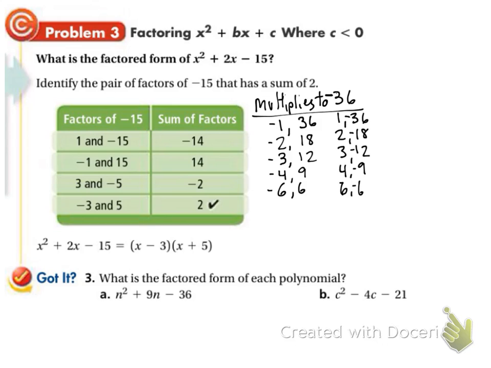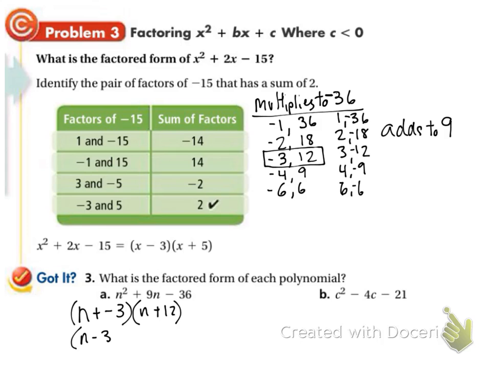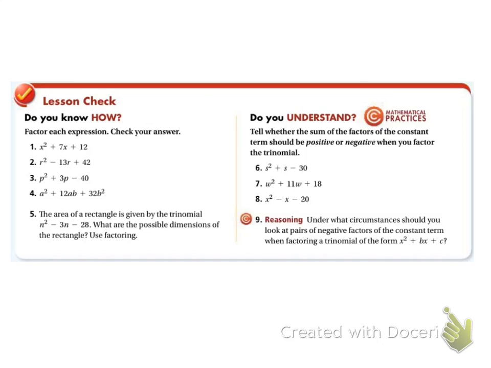So when we have a negative number at the end that we're multiplying to, you're going to have two lists. Now, which of these adds to be a positive 9? Looking for a positive 9, well, that would be this pair right here. So, n plus, and I'm going to plug in the numbers negative 3 and 12. And then we'll clean that up, make that n minus 3 and n plus 12. And there's your homework.